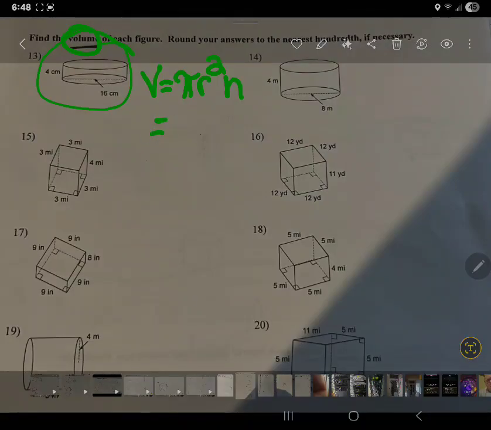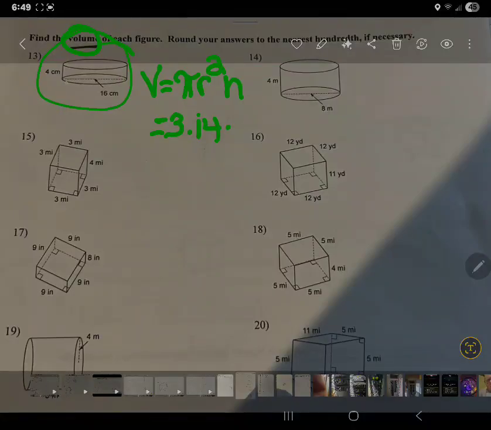I don't know if Coach G wants you to use 3.14 or if he wants you to use the pi button on your calculator. So either way, you guys are going to have to do this math. I'm just going to use 3.14 for my calculations. 3.14, that's pi. And then what's r? Well, r is the radius, right?